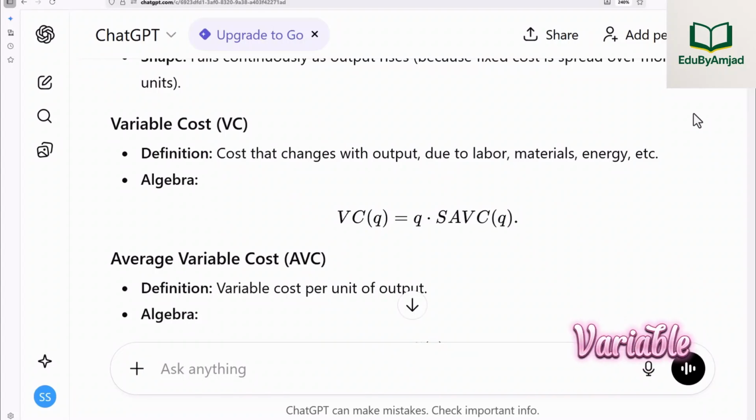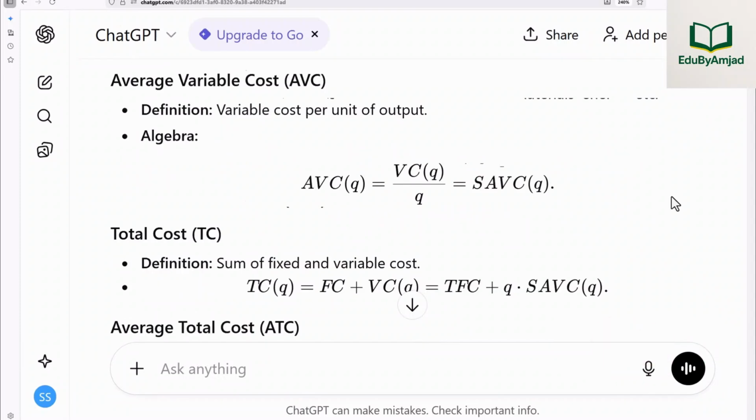Now let's analyze variable cost. Variable cost is the cost that changes with output. It arises from the use of inputs like labor, raw materials, and energy. As production increases, these costs increase as well. Total variable cost is equal to output multiplied by the unit variable cost, also called average variable cost. Equivalently, average variable cost is total variable cost divided by total output.